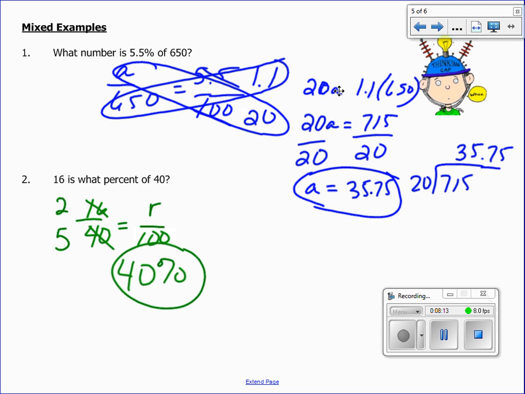My final answer for number 1, A, is equal to 35 75/100. And number 2: 16 is what percent of 40? 16 over 40 is equal to R over 100. I simplified 16 over 40 to 2/5. Mentally, I knew that 5 times 20 was 100, so 20 times 2 is 40.